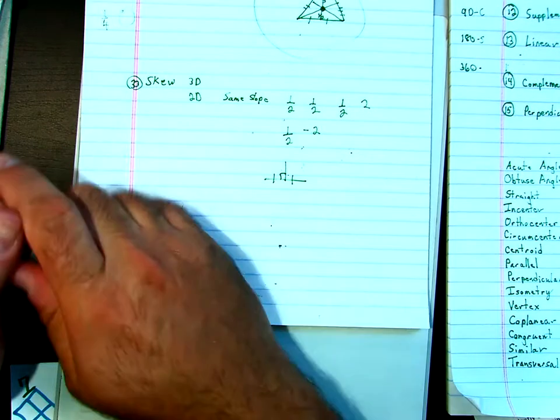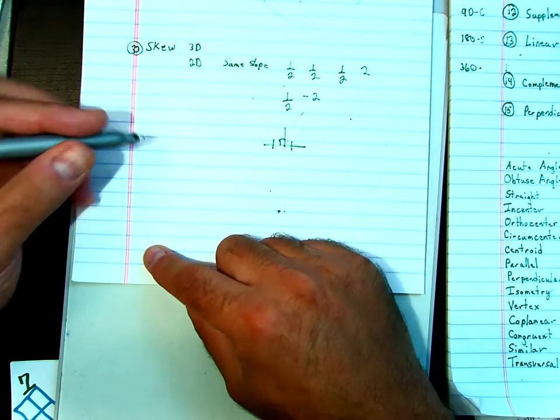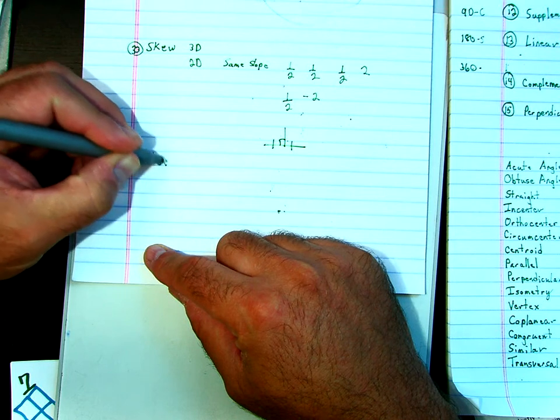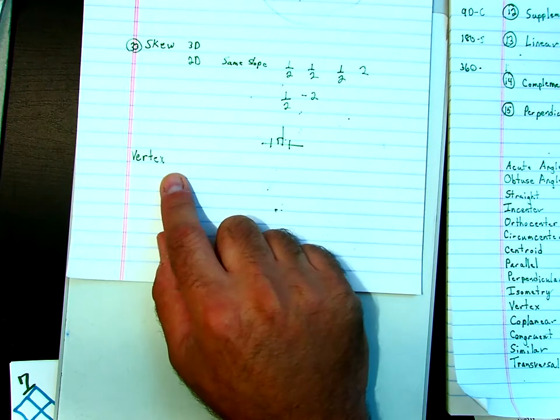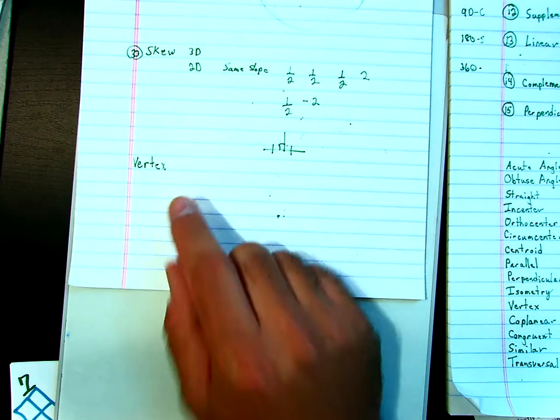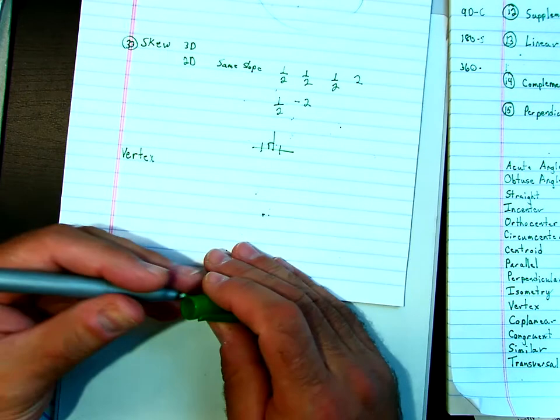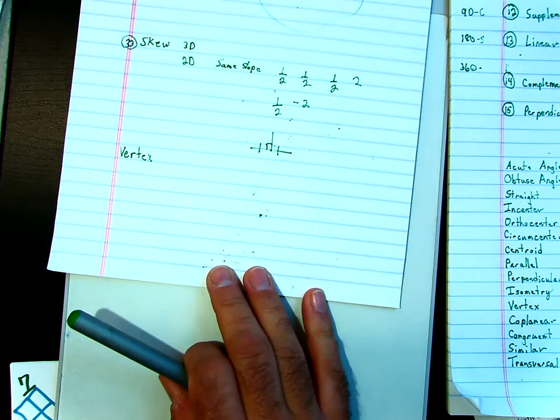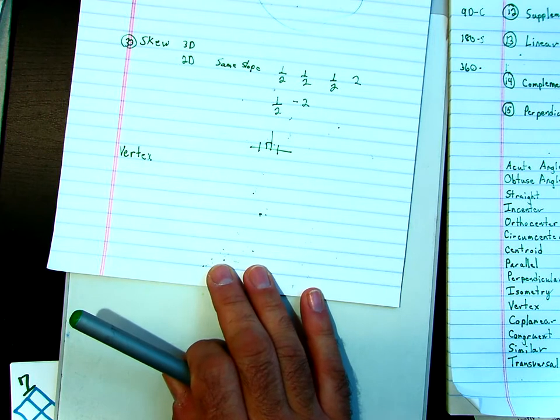Okay, and then you have vertex. Now, this is a word that has several definitions. You can put all the definitions on one, but you have to know the difference. For example, there's a vertex in a parabola, but a parabola is not a geometric shape. There's a vertex in angles. There's a vertex in figures.